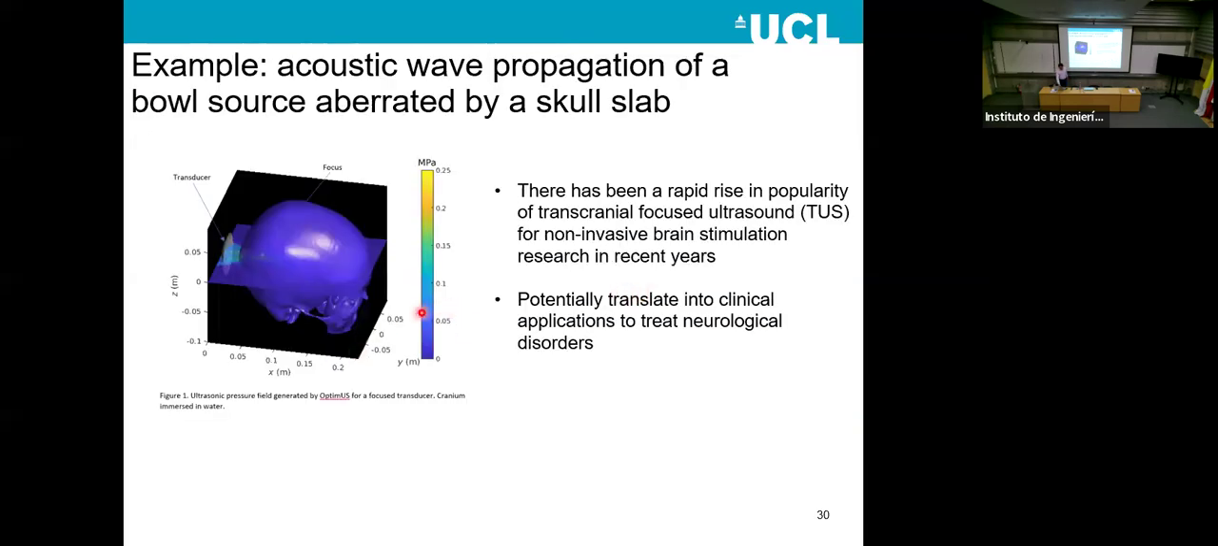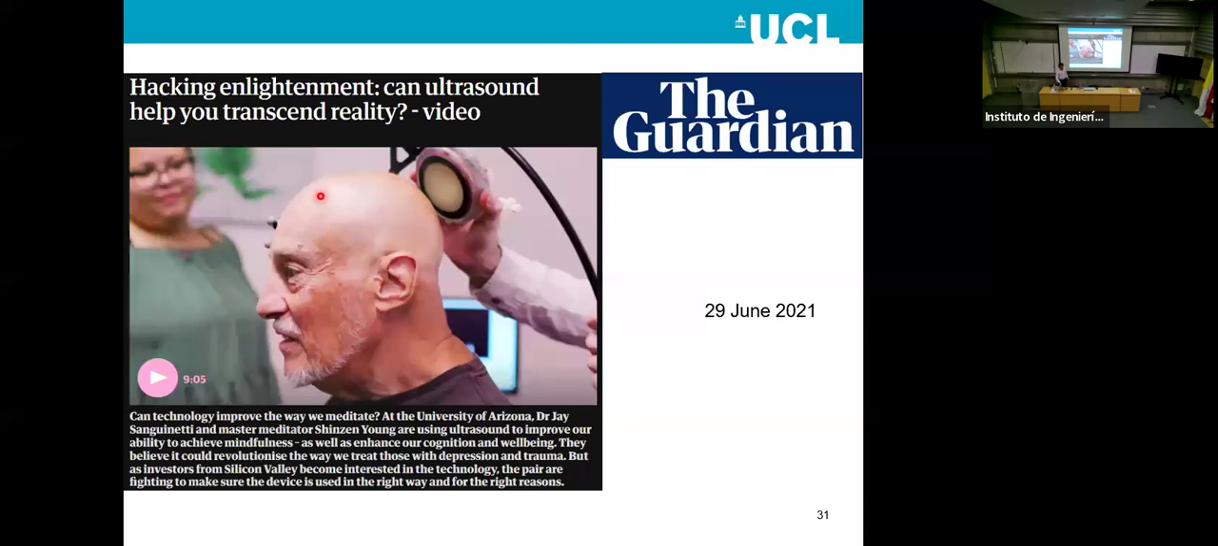So this shows you one of the benchmark cases. We have an acoustic bowl transducer here going into the cranium, and you can see the focal region around here. Another reason why this exercise was prompted is because transcranial neuromodulation was gaining traction, and you had a lot of people experimenting on themselves, putting transducers at the back of their head.